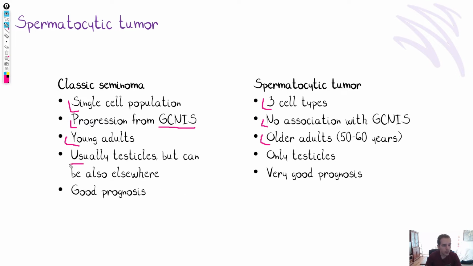Seminoma is usually found in testicles, but it can be found also in ovaries or in extragonadal localization. Spermatocytic tumor is basically only in testicles. Well, never say never in pathology. I don't say it's impossible to find it somewhere else, but usually it's found only in testicles. And the seminoma has a good prognosis, and the spermatocytic tumor has an even better prognosis. The prognosis of such a tumor is very good.